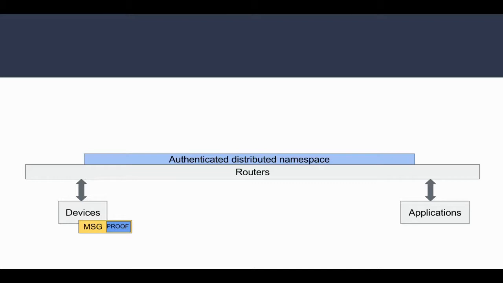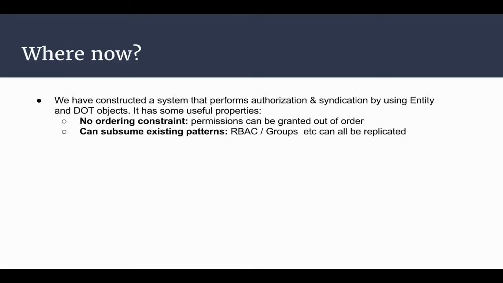So, kind of an overview of this: the device forms this message with the proof. That gets verified by the router, and the proof is basically compared against the namespace, because the proof should be a path from the namespace specified in the resource to the sender that signed the message, and then it gets sent to the applications, which do the same thing.